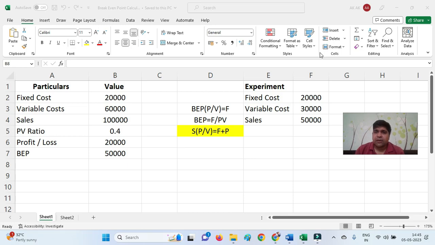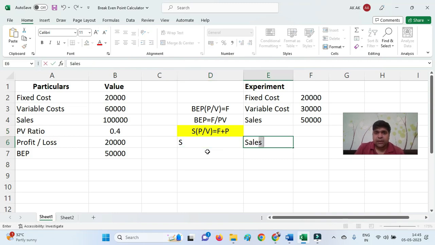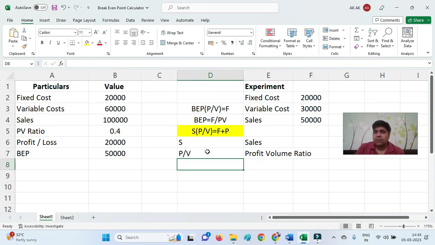Now whatever I have highlighted in yellow is the master formula. The master formula says S stands for sales, and P/V is the PV ratio. PV ratio is profit volume ratio, but this profit is not the exact net profit, so don't get confused with it. Its name is profit volume ratio, and P and V are used combinedly, so you cannot say P divided by V. This is called a PV ratio, profit volume ratio.